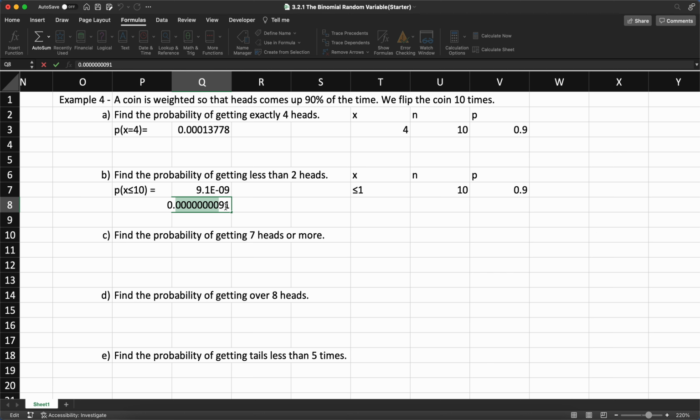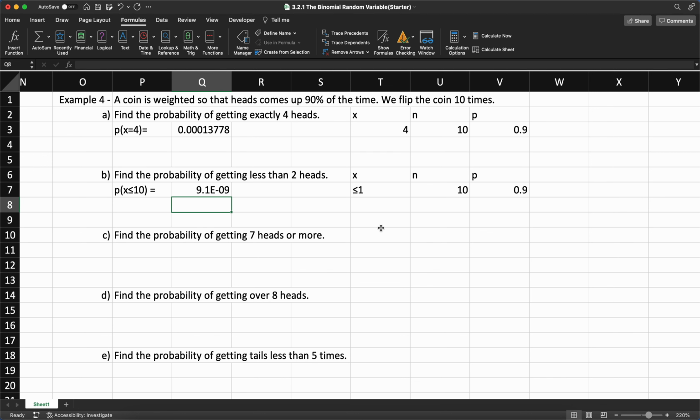It'd be very difficult for you to flip a coin 10 times that's weighted so that 90% of the time it comes up heads, and for that to happen less than 2 times, it's pretty much impossible. It's not impossible. Given enough time, anything is possible. But in this case, it's so small that it's basically 0.